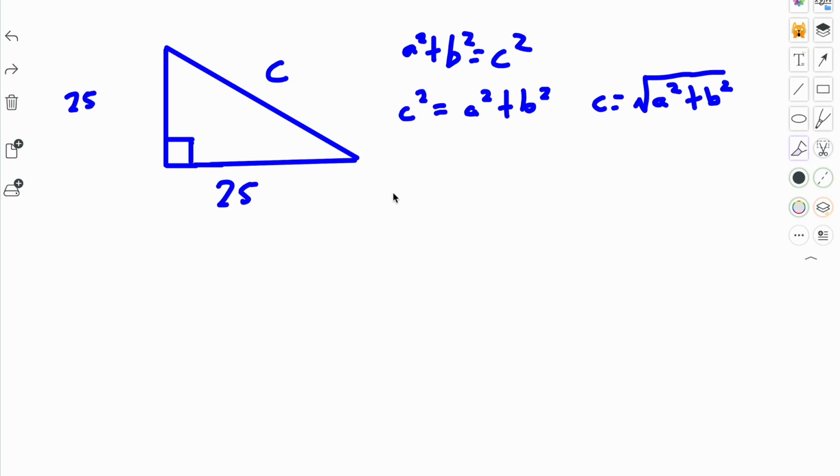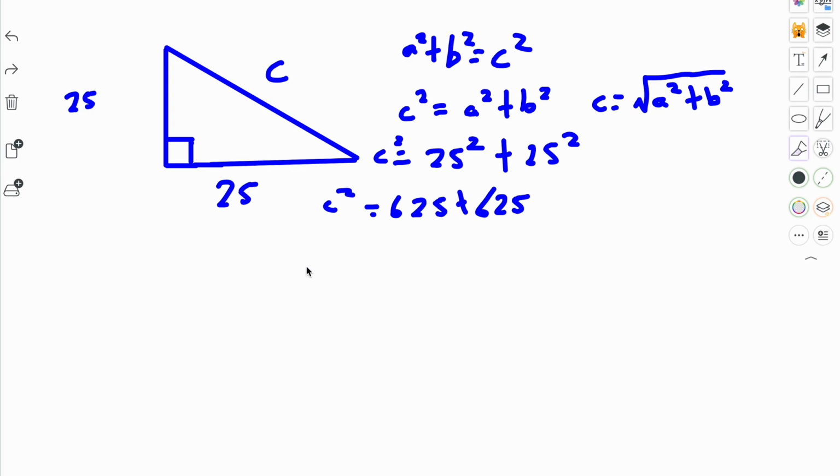What you're gonna do is c squared is equal to a squared, which is 25 squared, plus 25 squared. So that's our first thing. Now we can multiply 25 times 25 and we get 625. And this is also 625, because you can just multiply them both together, or you can square them. And then we'll write c squared so we don't forget c squared.